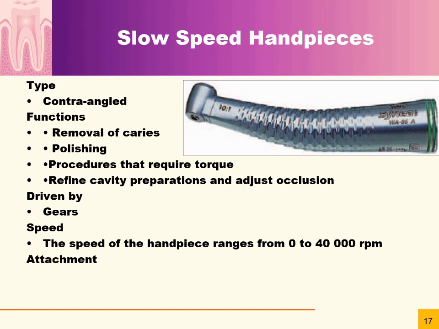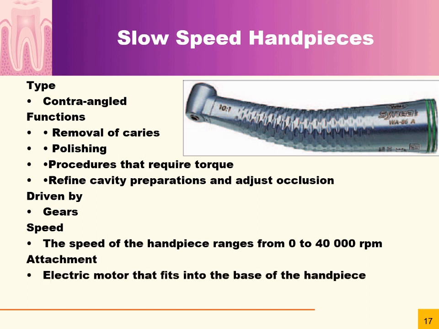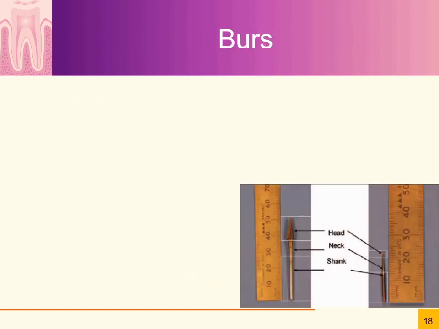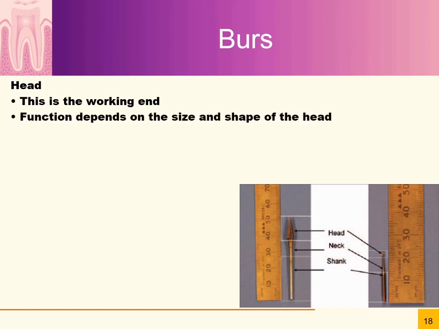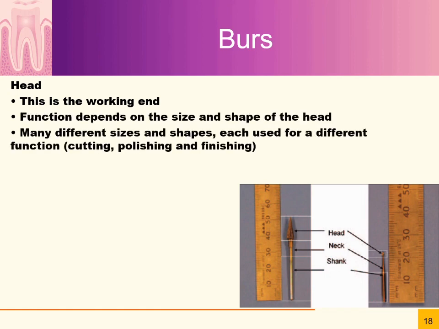Slow speed handpieces. Type: contra-angled. Functions: removal of caries, polishing procedures that require torque, refining cavity preparations, and adjusting occlusion. Driven by gears. Speed: the speed of the handpiece ranges from 0 to 40,000 revolutions per minute.